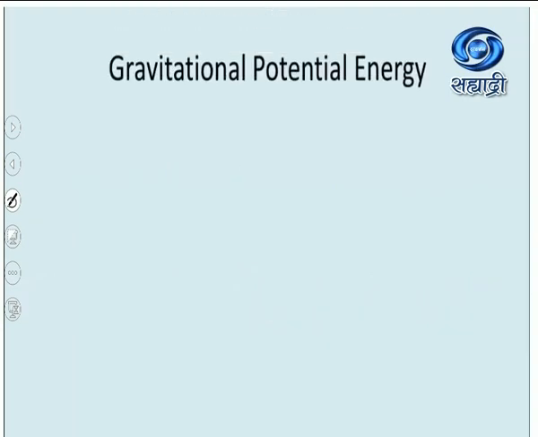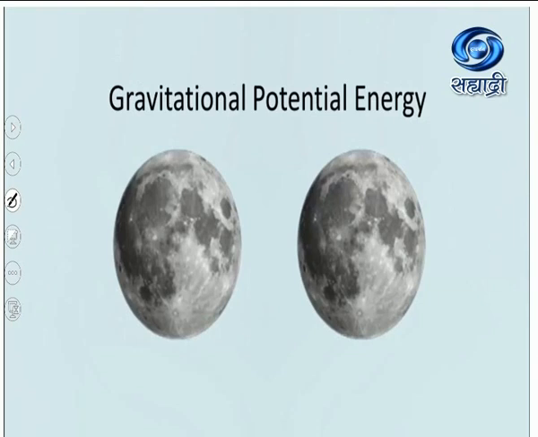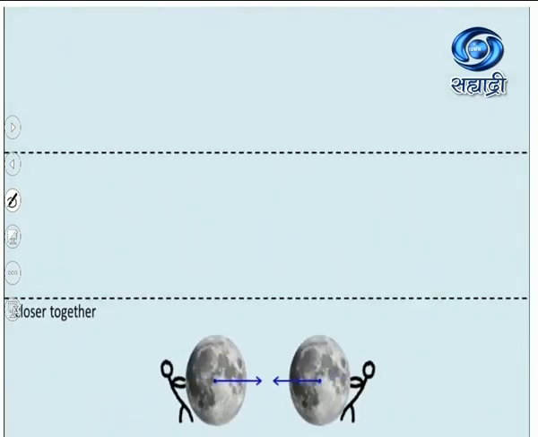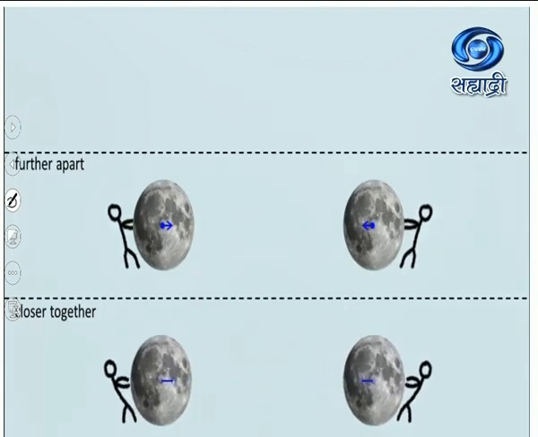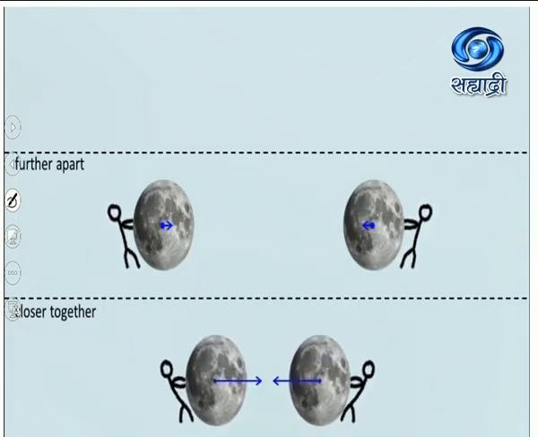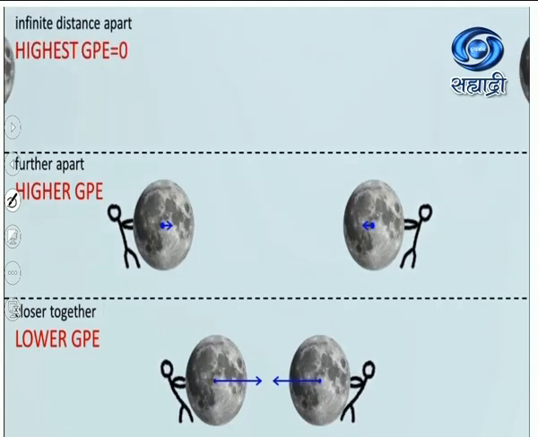Let's talk about the GPE stored between two large masses. Is the GPE higher if they are closer together or further apart? Since they are gravitationally attracted to each other, an external force must do positive work to pull them further apart, which means GPE must be higher when they are further apart and lower when they are closer together. But the GPE at infinite separation is defined to be 0, so the GPE at any other separation must be negative.